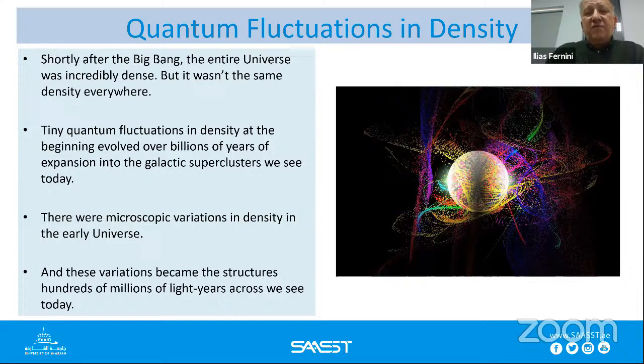And this quantum fluctuation evolved to become bigger and bigger to form what we see today as galaxies and galaxy superclusters. So this small, microscopic variation was very important in the early universe. And this variation, over millions and also billions of years, gave us what we see today. So how can you bring all of this together, this quantum fluctuation? How can you check it? How can you observe it?